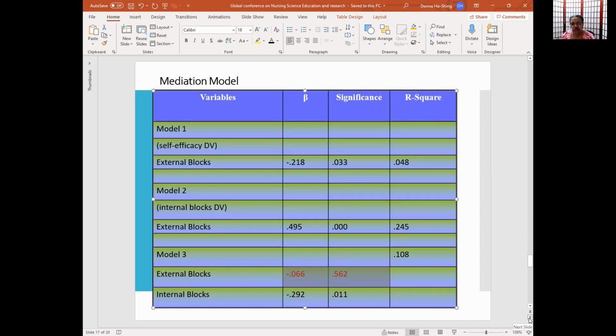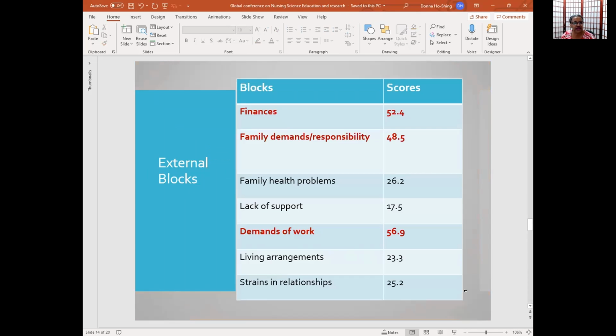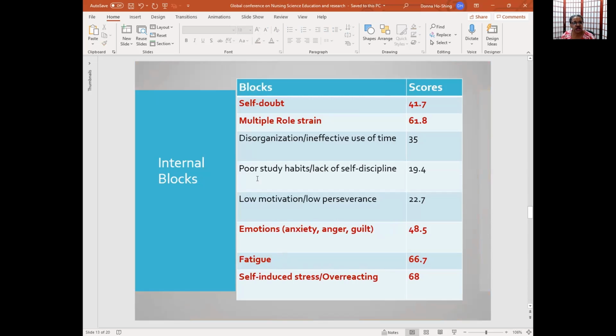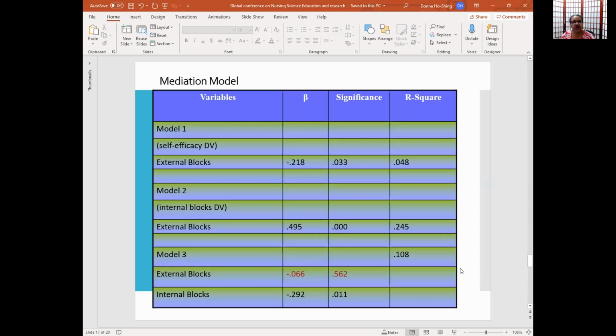So I looked at some of the internal blocks, looking at the self-doubt, the multiple role strain, the emotions, the fatigue, the self-induced stress, and trying to help students to figure out how to work on that. And even looking at external blocks, those issues that correlated with self-efficacy, or the blocks that they said affected them, looking at those as well.